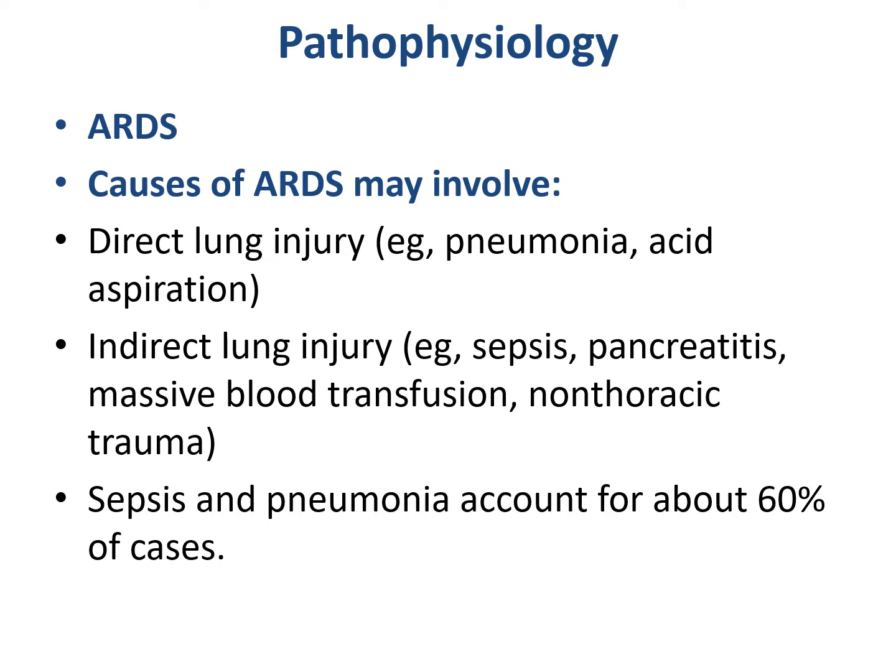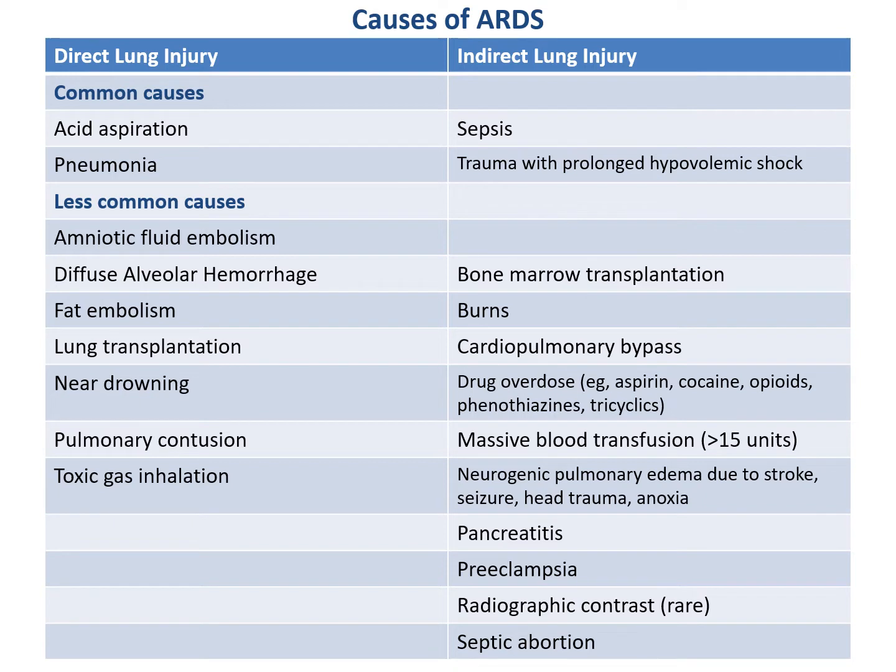Causes of RDS may involve direct lung injury, for example, pneumonia, acid aspiration, and indirect lung injury like sepsis, pancreatitis, massive blood transfusion, non-thoracic trauma. Sepsis and pneumonia account for about 60% of cases.